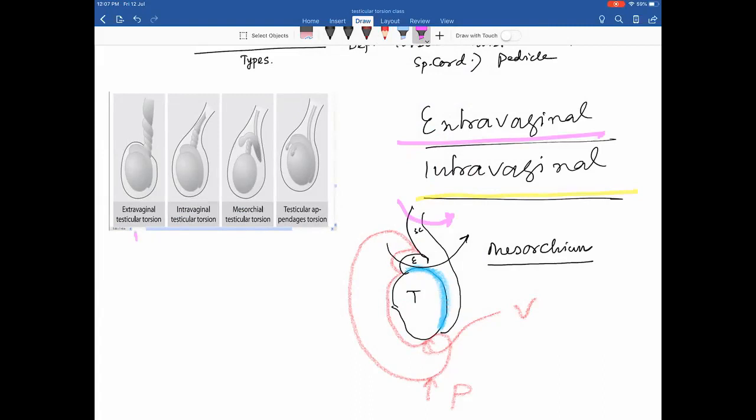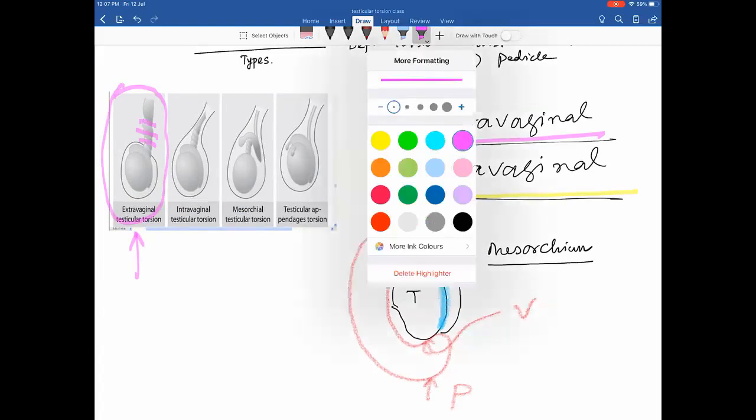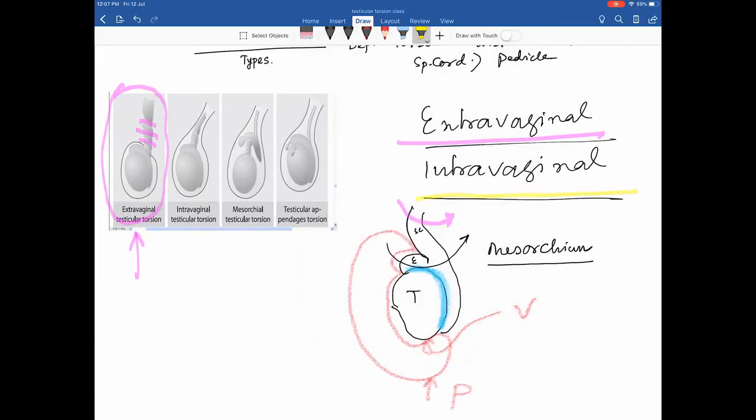Now, can you look at these pictures again? So, this one is an extravaginal torsion of the testes. Look into that the twist has occurred outside the tunica vaginalis, whereas if you talk about an intravaginal, as you can see, everything is in the tunica vaginalis, that means the cover, and the torsion is occurring inside this. So if you have understood these two, the basic understanding of a testicular torsion is done.